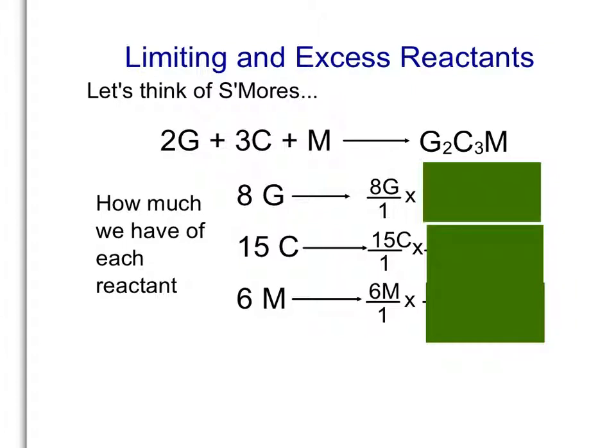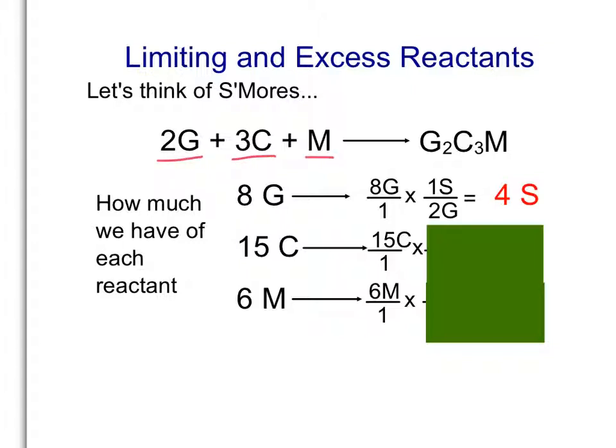We figured out that our excess reactant was the graham cracker piece activity, where we know our ratio of I need 2 graham crackers, 3 chocolate pieces, and 1 marshmallow for every 1 s'more created. So if I have 8 graham cracker pieces, 15 chocolate pieces, and 6 marshmallows, I want to know, well, what's holding me back from making more s'mores?